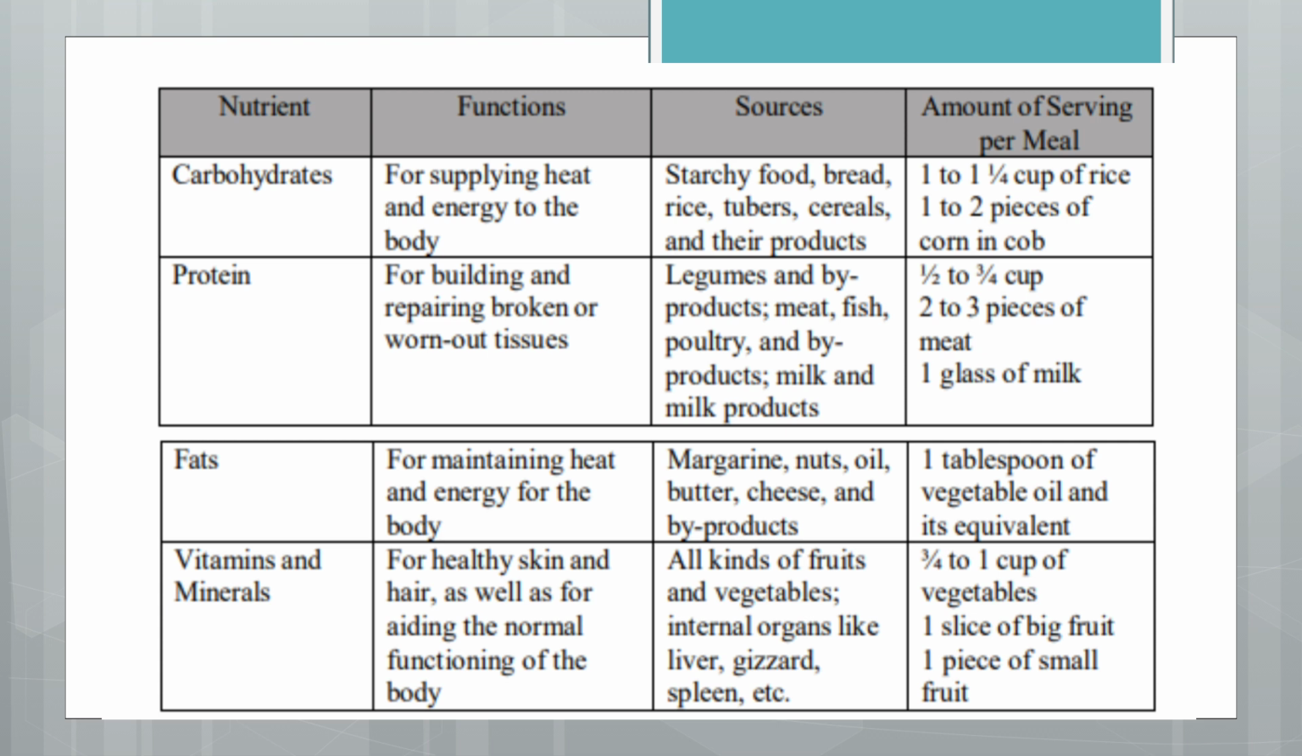Last is the vitamins and minerals. So this is for healthy skin and hair, as well as for aiding the normal functioning of the body. The sources of this one will be all kinds of fruits and vegetables, internal organs like liver, gizzard, and spleen, and etc. So the amount per serving will be 3/4 to 1 cup of vegetables, 1 slice of big fruit, 1 piece of small fruit.